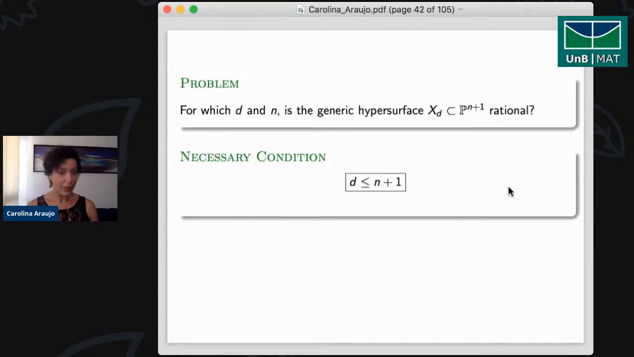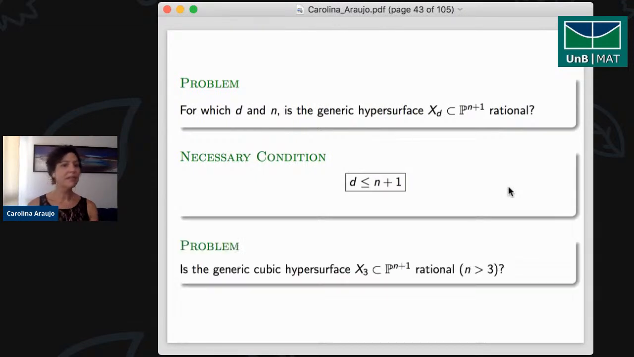Now let's look at the next case, the case of cubics. Here we have a very important open problem in algebraic geometry. Already for degree 3, starting in dimension 4, it is not known whether the generic cubic hypersurface is rational or not. It's very striking that we do not have the answer to this problem. But there has been lots of activity on this problem, and we have been finding many new examples of rational and non-rational hypersurfaces.